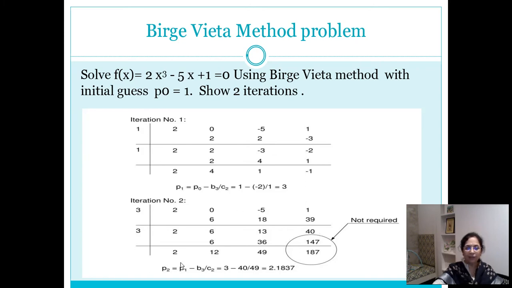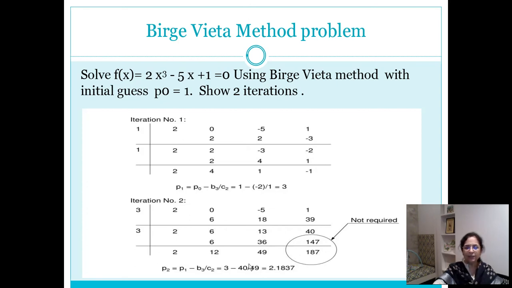But we are continuing with this process. 2 is written as it is as C0 coefficient. 3 into 2 is 6, 6 plus 6 is 12, 12 3s are 36, which is added, 49. And this calculation is not required. As we said, Cn calculation is not needed. So here as well as here, this is not required calculation. You can just leave it as Bn and Cn minus 1.